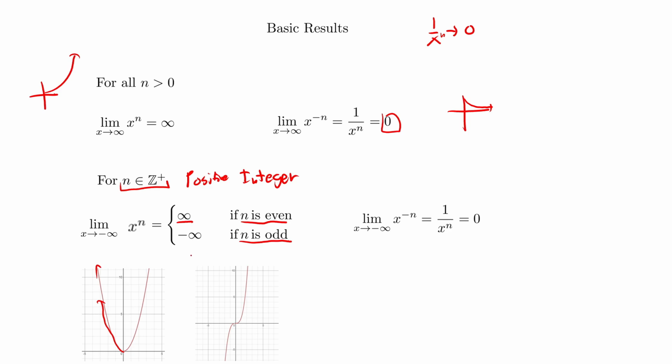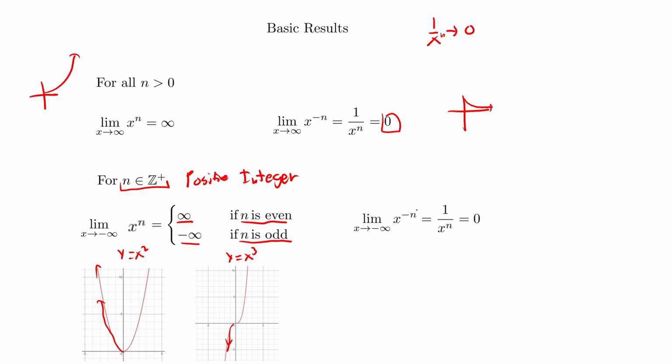Whereas if you have something like y equals x squared, and then if you have something like y equals x cubed, and our integer is odd, then as it goes to negative infinity, you'll notice that this thing will decrease and go to negative infinity.